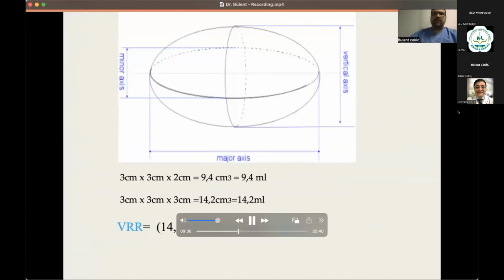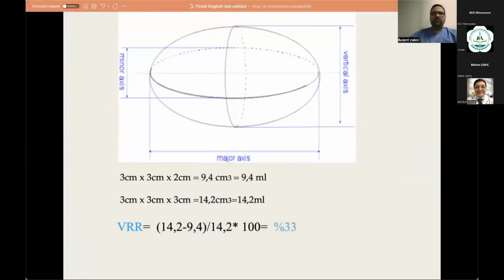Another point is that we follow up the nodule with cc or milliliter because it is very important. A small difference in the diameters affects the result, because the nodule is a 3D mass. A small difference in the diameter measurement affects the cc very much, as we see here.